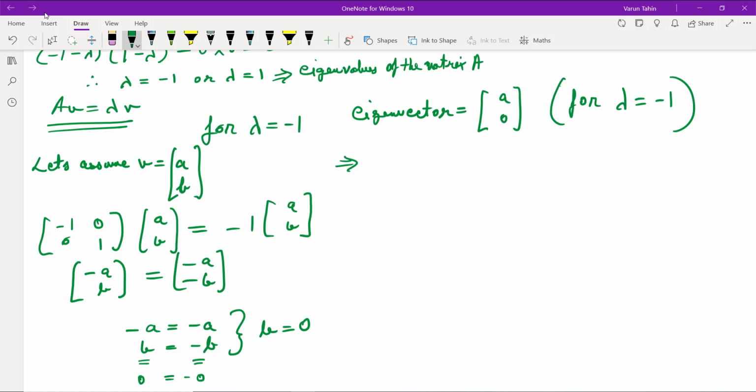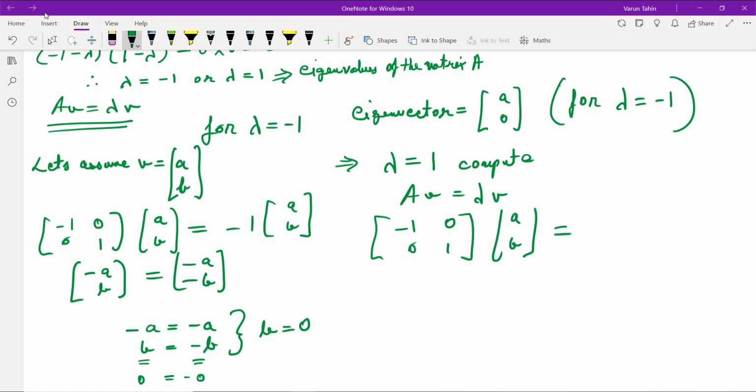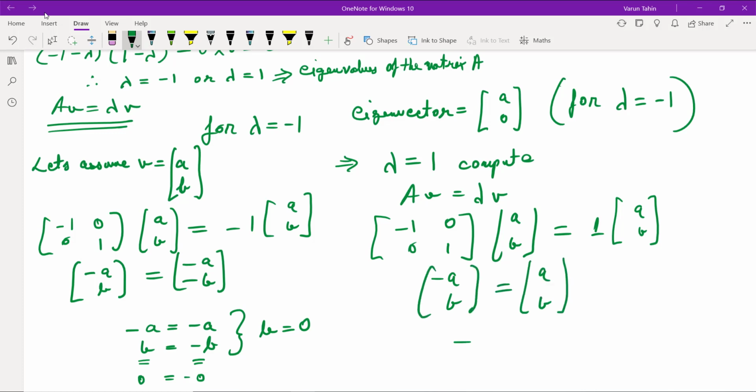In the next step, keeping lambda as 1, we have to compute AV equals lambda V. As A is [-1, 0; 0, 1], V is [A, B], and lambda is 1, we can say that [-A, B] equals [A, B]. So in this case, minus A is equal to A and B is equal to B. This is only true when A is equal to 0, just as we found in the previous equation and calculated B.